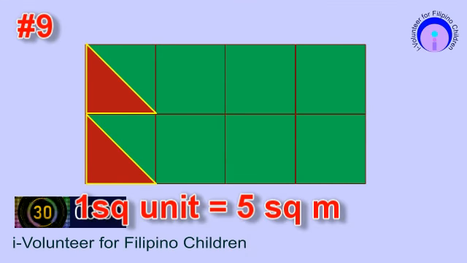Item number 9. If 1 square unit is equal to 5 square meters, what is the area of the red shaded part? You still have 5 seconds to finish.